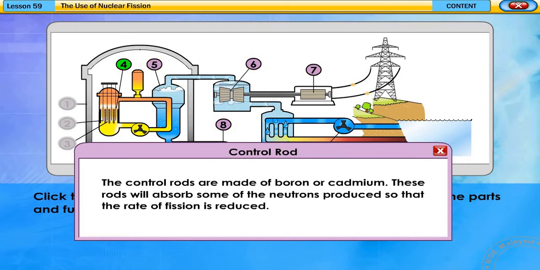The control rods are made of boron or cadmium. These rods will absorb some of the neutrons produced so that the rate of fission is reduced.